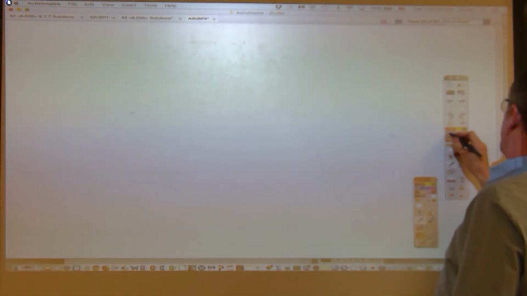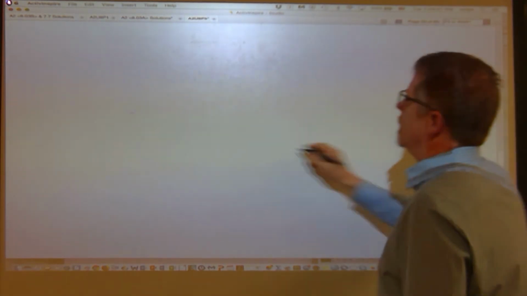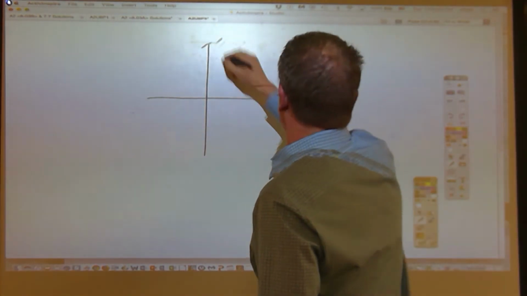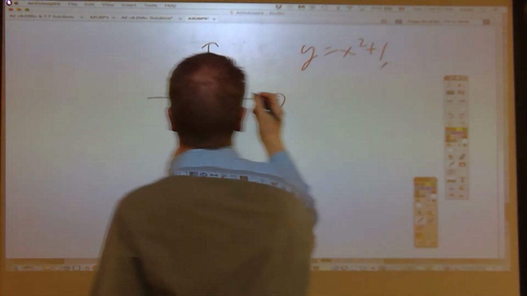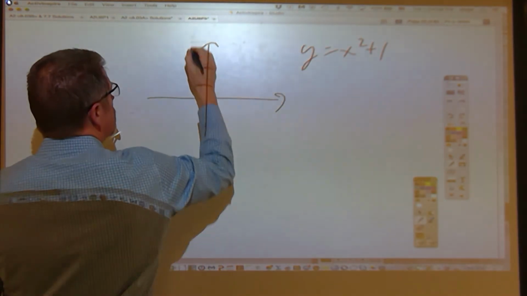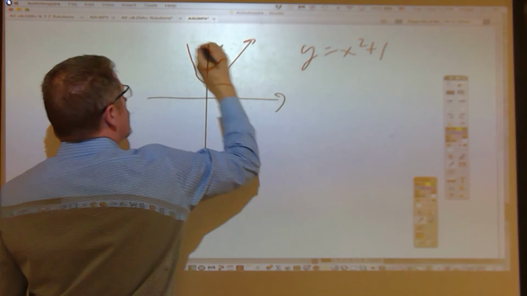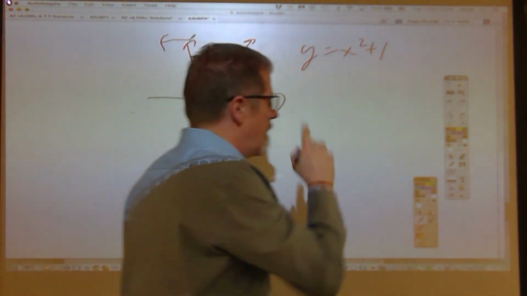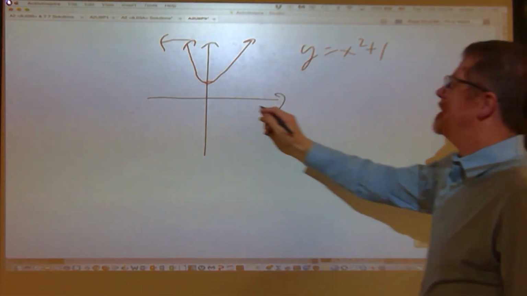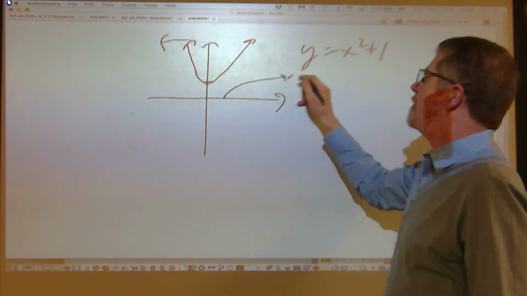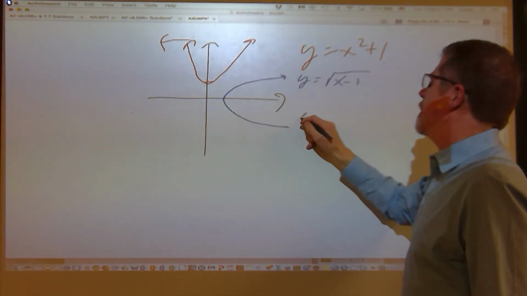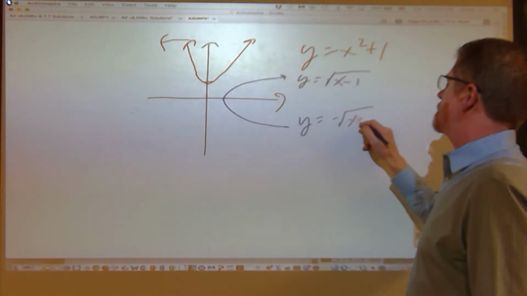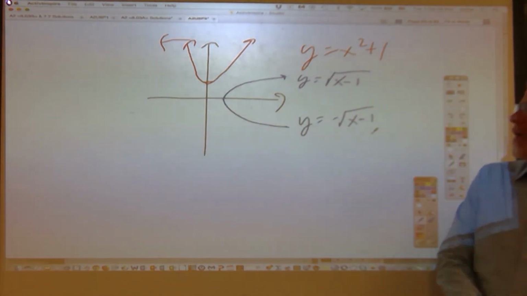What if I had not given you the domain restriction up front, Gerald? By the way, I really appreciate this question. We're starting in red. So what if there was no domain restriction? Then y equals x squared plus 1 would have been the original function f. And if we had kept the plus or minus, we would have had positive square root of x minus 1 and negative square root of x minus 1. We would have had both.